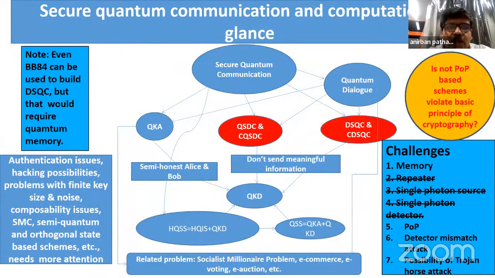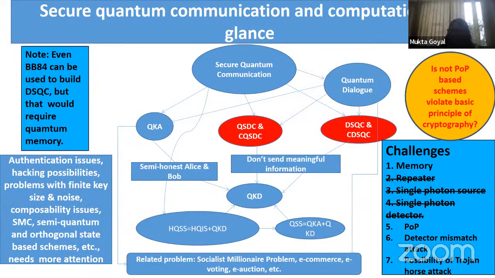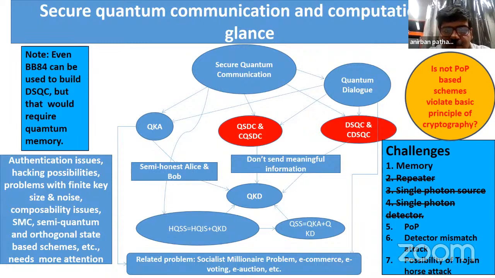Anyway, so quantum communication and computation at a glance. For any cryptography, there is a principle called Kerckhoffs's principle, which says that if the key is secure, then the communication is secure. So the primary duty is to make a key, and the key has to be random. But it's not all about simply making a key. There are many other facets.